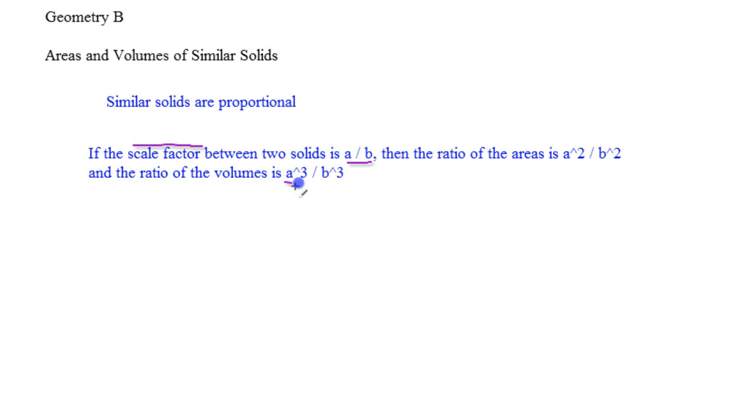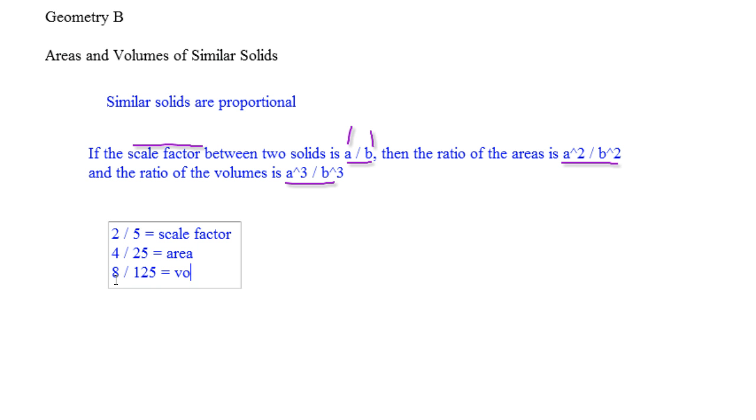And where do we get these A and B from? We get it from these A and B's. So if I know two shapes are proportional by a 2 to 5 ratio, and that's their scale factor, then the proportion I'm going to use for finding the areas is going to be 4/25, so this will be the area version, and then 8/125 in my proportion to find the volumes.